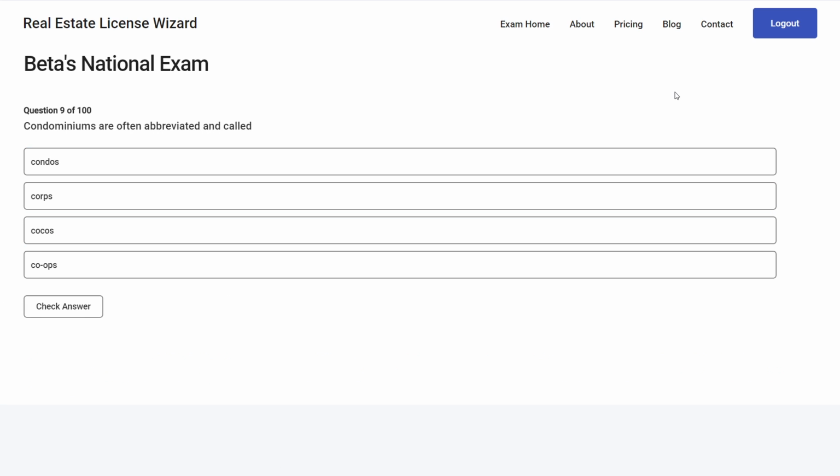All right, next one. Number 9. Condominiums are often abbreviated and called condos, corps, cocos, or co-ops. All right, I'll give you guys an opportunity to think that one over.